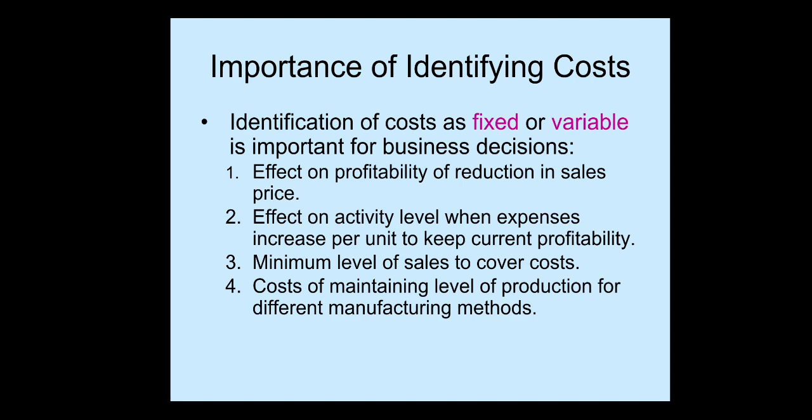And then the second importance of identifying cost, whether it is fixed or variable, is you can see the effect on activity level when expenses increase per unit to keep the current profitability. And number 3, minimum level of sales to cover costs. And then number 4, cost of maintaining level of production for different manufacturing methods. So there are many. It is very useful.